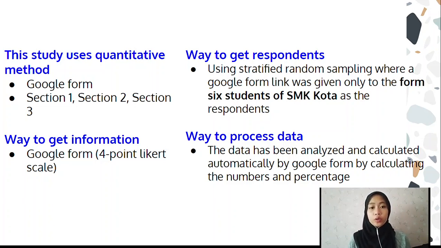Next, the way to get information. Researchers obtain information through Google Form by using a 4-point Likert scale. Respondents need to choose between a scale of 1 to 4 for each question to indicate that they agree or disagree. After that, the way to get respondents is using stratified random sampling, where a Google Form link was given only to 20 Form 6 students of SMK Kota as the respondents.